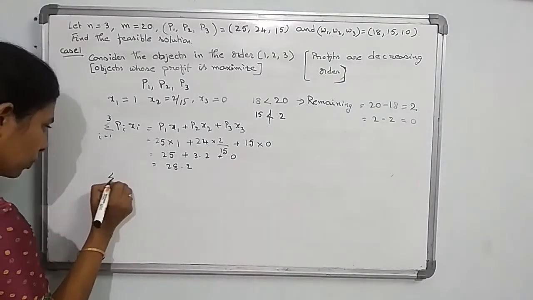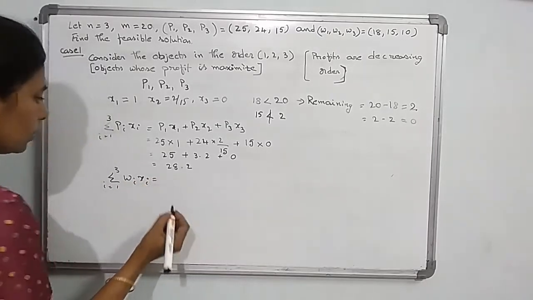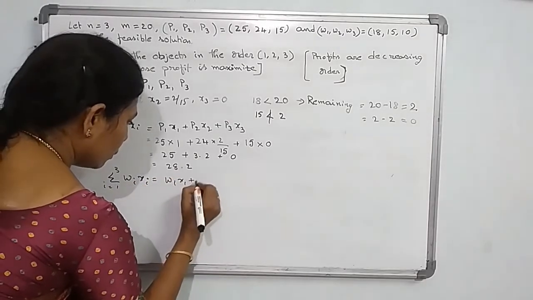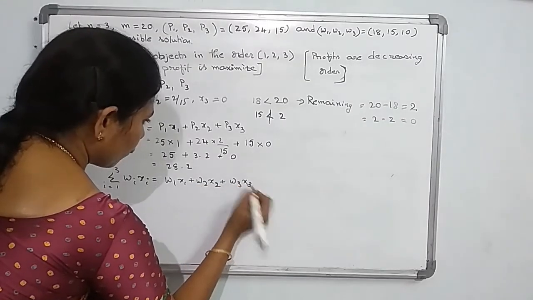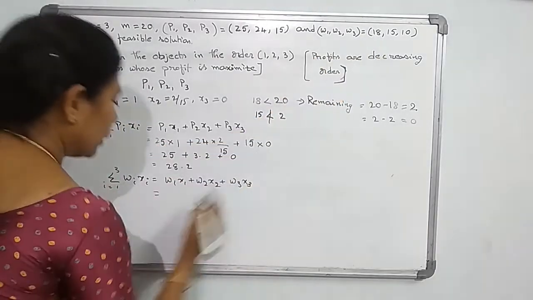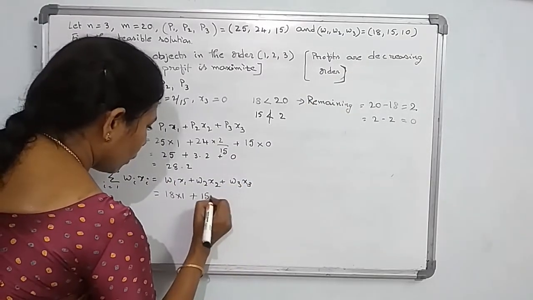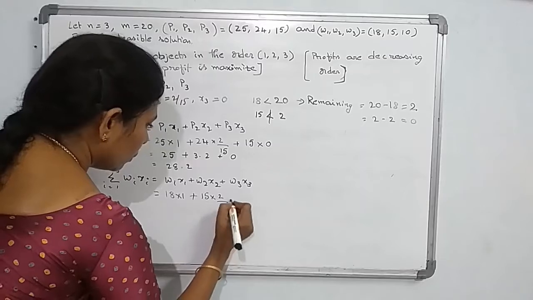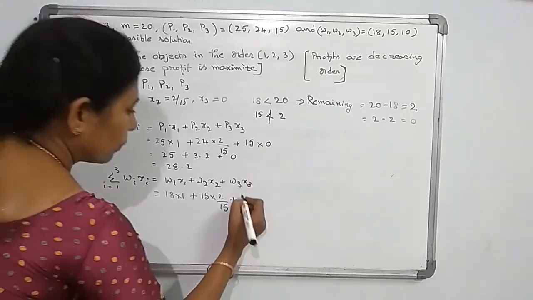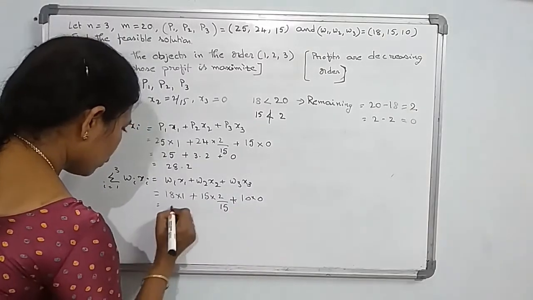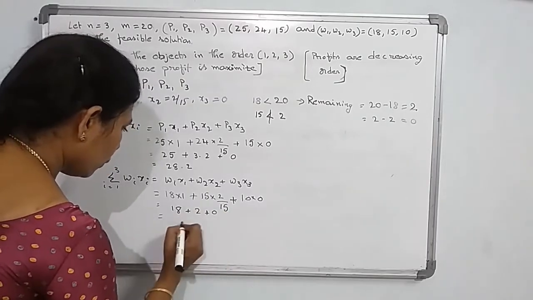Okay, next you can find out the sigma i equal to 1 to 3 wi xi. That means w1 x1 plus w2 x2 plus w3 x3. In that, w1 means 18 into 1, plus w2 15 into 2 by 15, where x2 equal to 2 by 15, and w3 is 10 into 0. That means 18 plus 2 plus 0. So this is equal to 20.